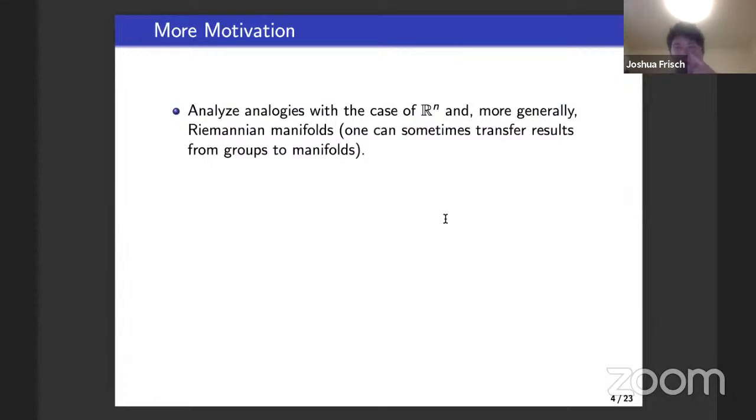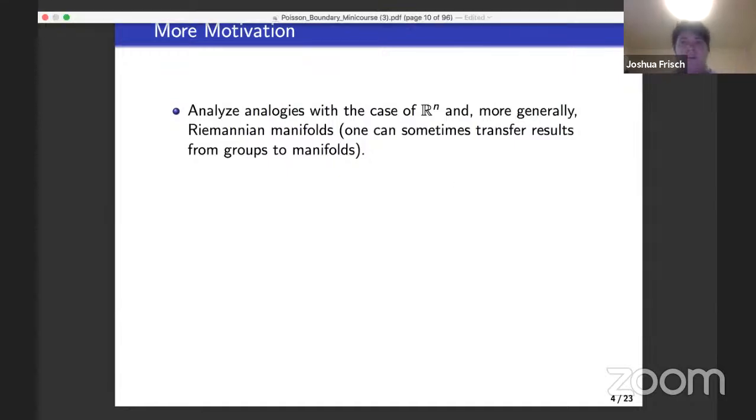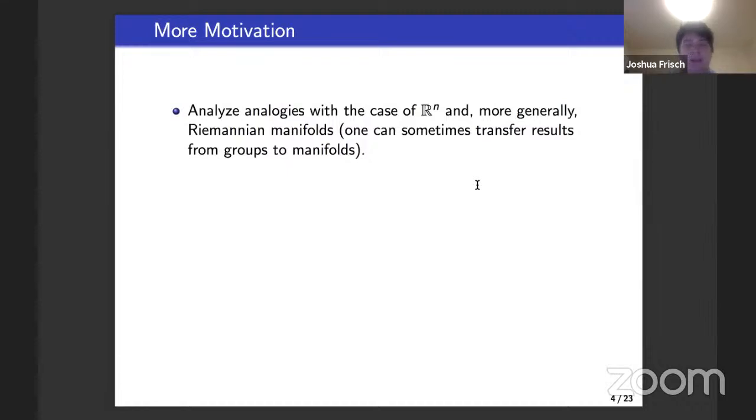And here's a different form of motivation, sort of coming from the harmonic functions point of view. Harmonic functions are definable for R^n and more generally for any Riemannian manifold. People can often take results about these groups and transfer them and get results about these manifolds. And harmonic functions on manifolds are one of the most classical differential equations, or differential geometry objects, one can study.